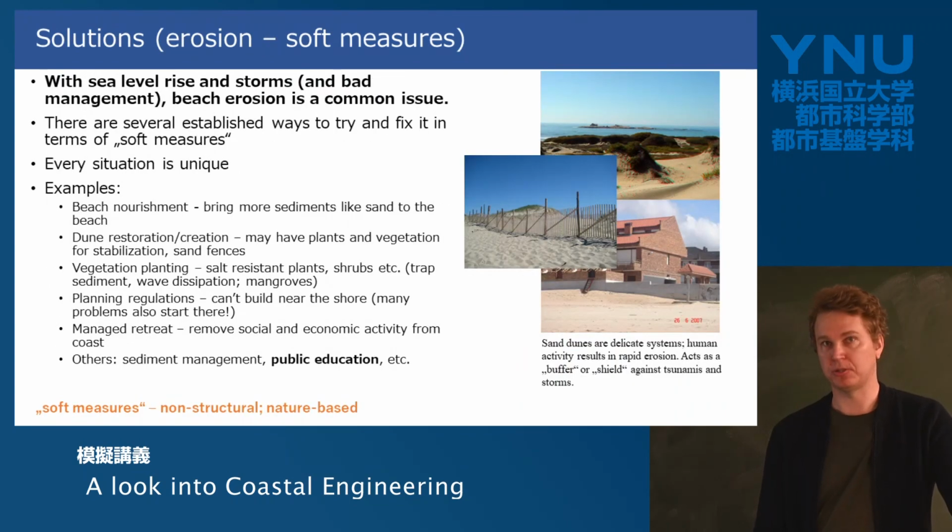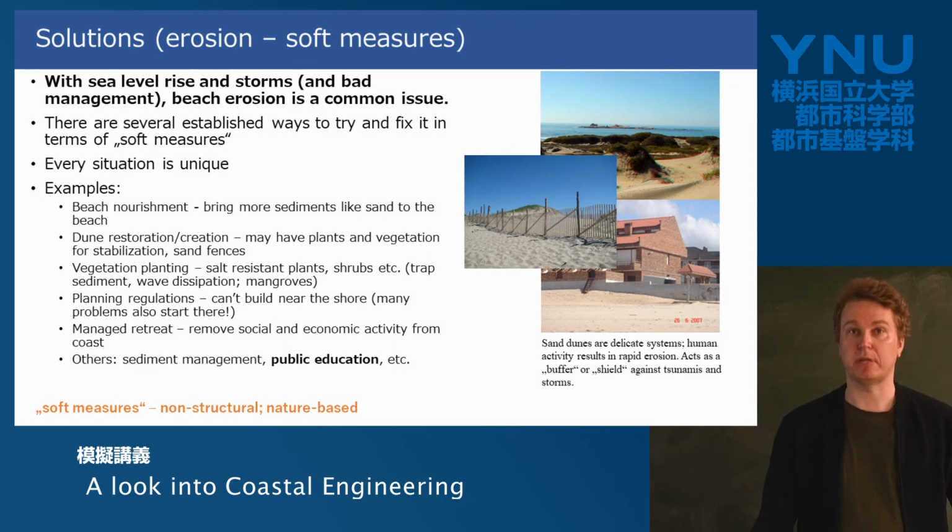And there are many different solutions as well. We have soft measures, for instance, erosion control. Oftentimes this is the preferred way, because it doesn't have any artificial or human interference, and it tries to use natural materials. So we have beach nourishment, for example, more sand on the beach.